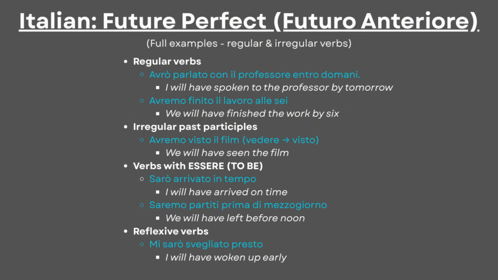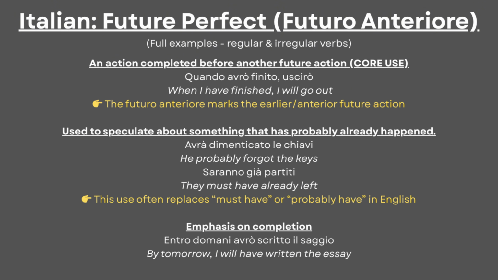Besides these sentences, we can see practical examples with the function of each one, such as when English replaces certain phrases, like "must have" or "probably." In one way, the future perfect in Italian creates a future assumption about a past action, speculating about something that must have happened or probably already happened. That's why English replaces such phrases.